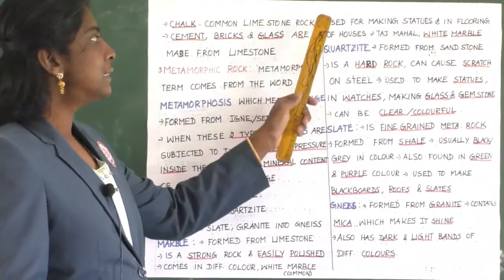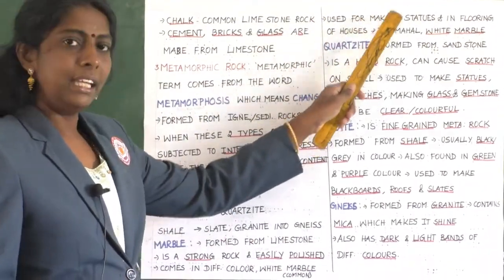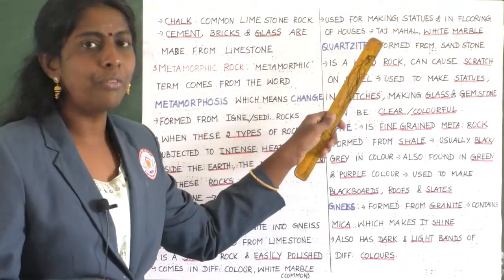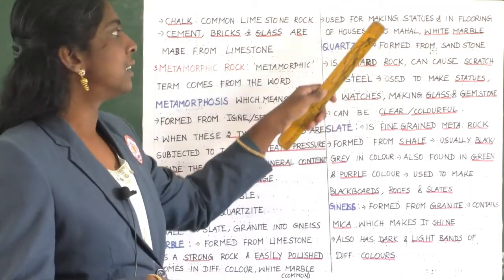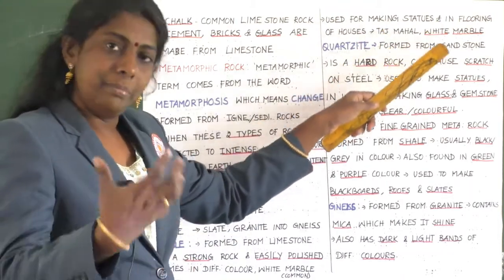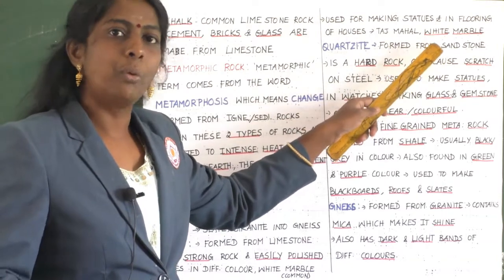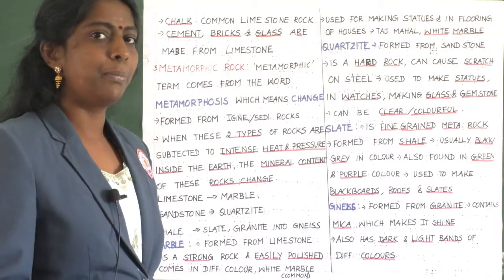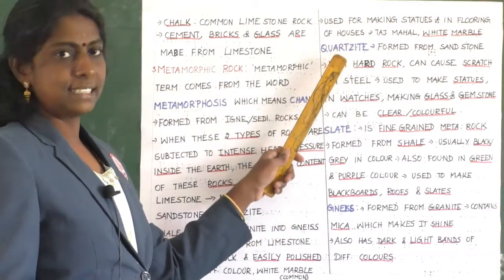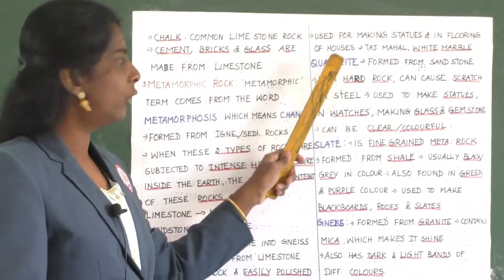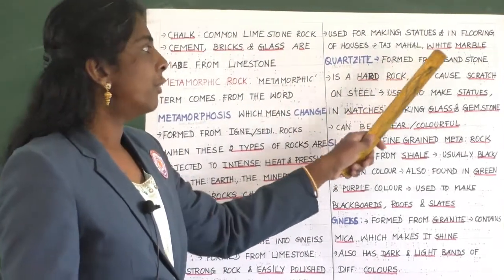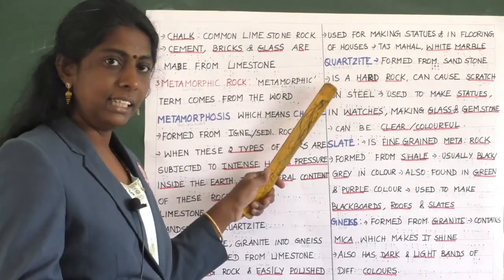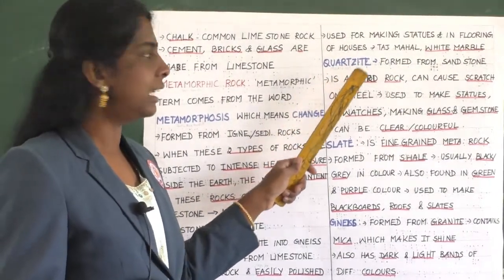Marble is used for making statues and in flooring of houses. The famous Taj Mahal is made of white marble. So this is about the first type. The second type of metamorphic rock is quartzite. It is formed from sandstone. It is basically a hard rock.